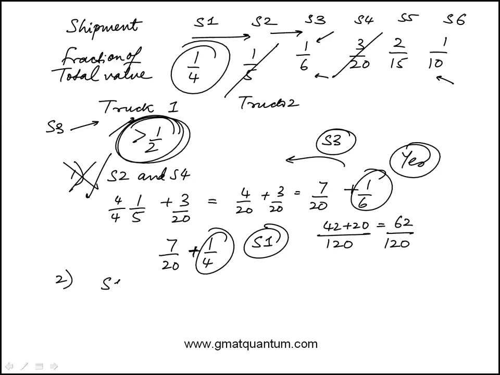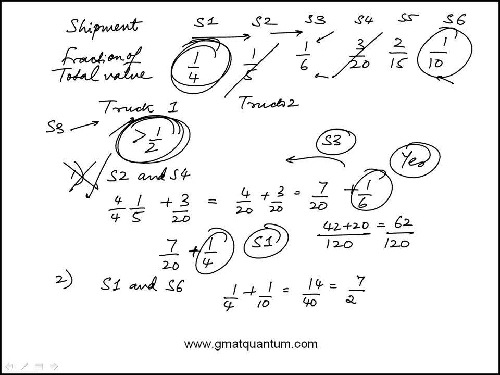Statement 2 says S1 and S6 were shipped on the second truck. So S1 and S6. So the value would be 1/4 plus 1/10, which is 14 over 40 or 7/20. So at least that much. Now the question is, can S3 be shipped in the second truck? Meaning I add 1/6 to that, which I did here. Then I would get 62 over 120.